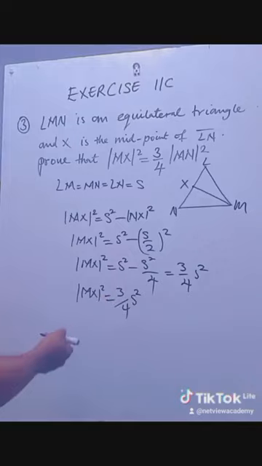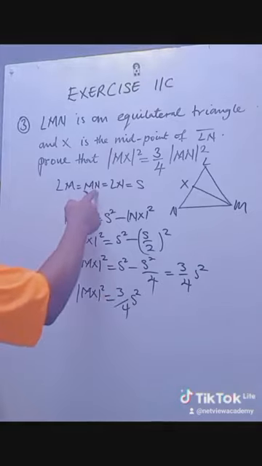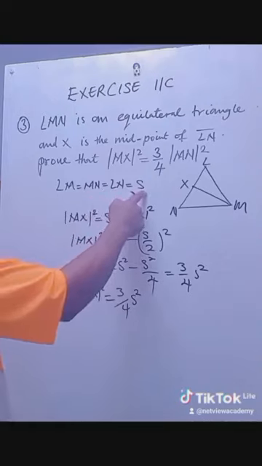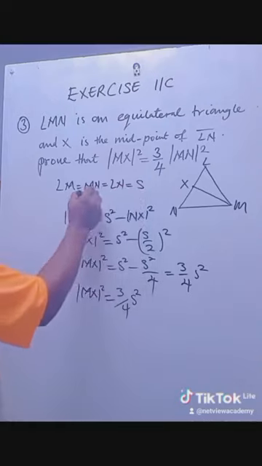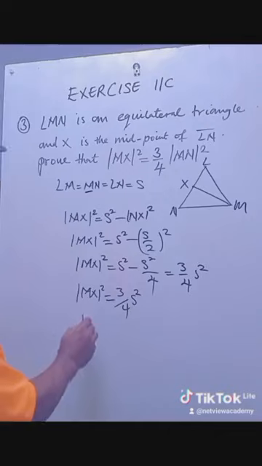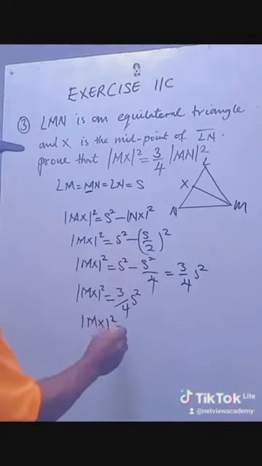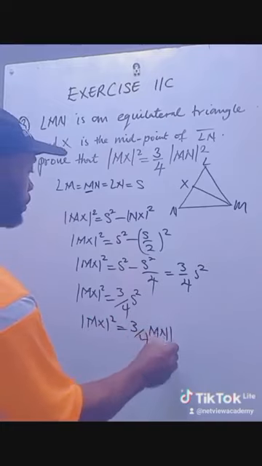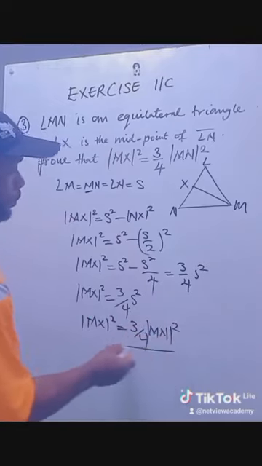Now we know that LM is equal to MN and it's also equal to LN, which is equal to x. Therefore, we can replace x with MN in the equation. Therefore, the value of MX squared is equal to 3 all over 4 MN squared.